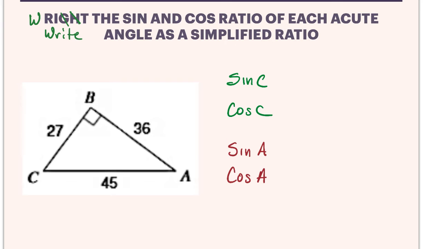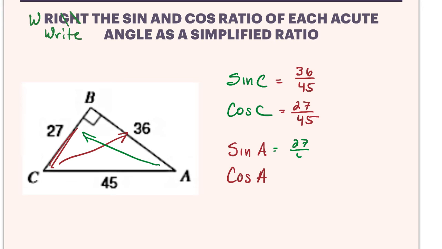Starting with sine of C, opposite over hypotenuse. So 36 over 45. Cosine of C is adjacent over hypotenuse. I'm going to write them all down and simplify at the end. Sine of A, opposite over hypotenuse. And cosine A, adjacent over hypotenuse. And then we just simplify each of these fractions.